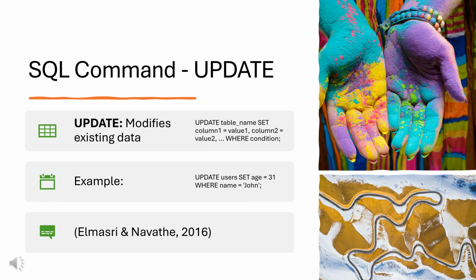The update command is used to modify existing data in the table. It allows us to update specific records based on given conditions. For example, if we want to update the age of a user named John to 31, we would use the following query. This query updates the age column to 31 for the record where the name is John.